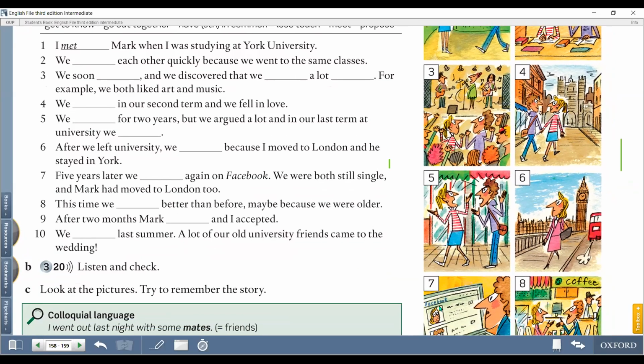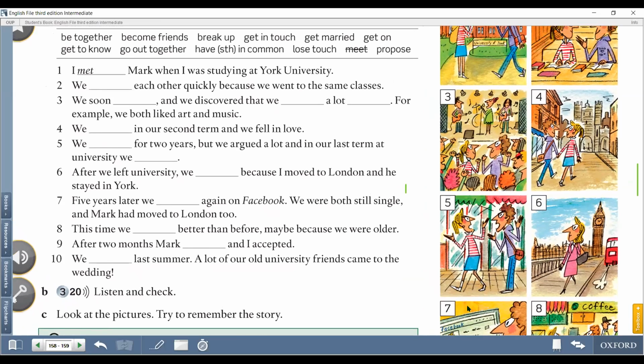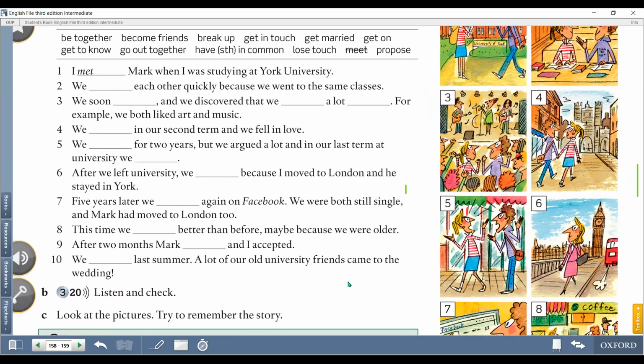What does it mean, after a period? I don't know. I think maybe they're right. Yes, they were meeting again. So which one is the verb that says we? Get in touch. Yes, it is. Get in touch. So we got in touch again. Got in touch again means contact a person. We got in touch again on Facebook.